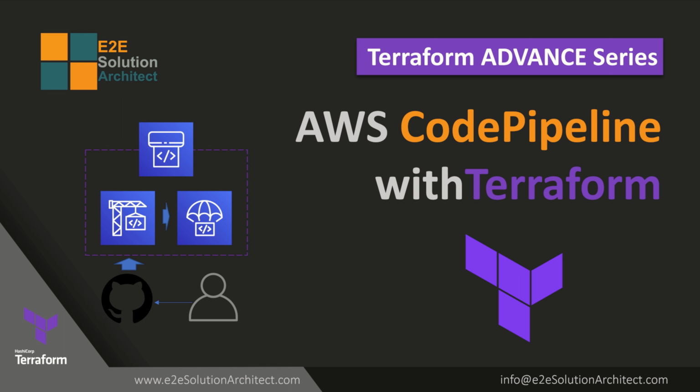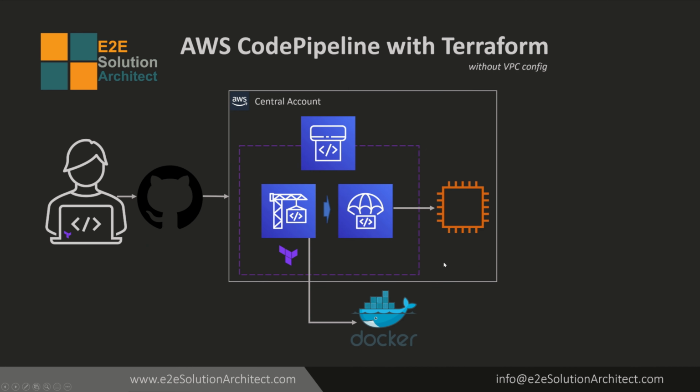Today I will be talking about AWS CodePipeline with Terraform. So we will be writing Terraform script to provision a complete AWS code pipeline with code build and code deploy, which will pull code from Git repository and will finally trigger a separate Terraform code which will provision an EC2 instance. So let me show you the architecture.